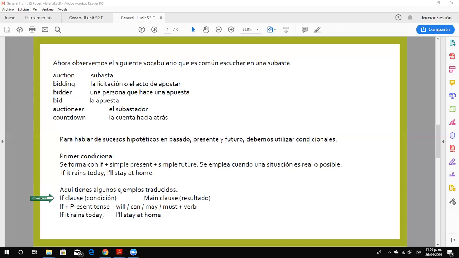We are going to use first of all the if clause, that is the condition, and the main clause, that is the result. The structure is if plus present tense, will, can, may, must, plus verb. Example: if it rains, I'll stay home.